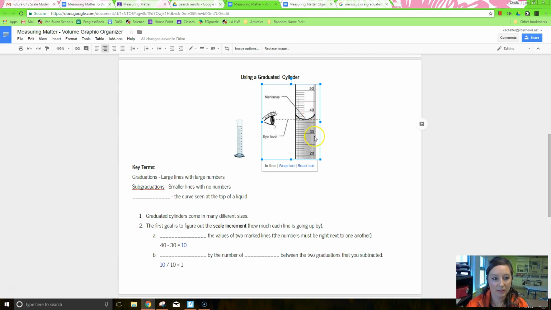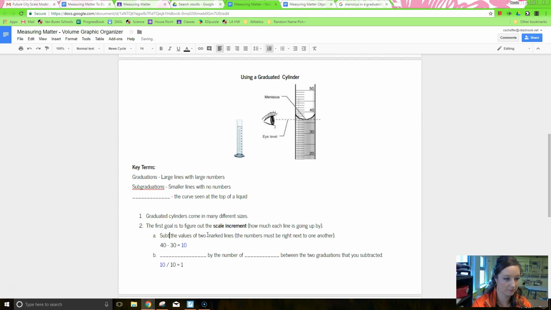These are 2 marked lines, and the other rule is that the numbers have to be right next to one another. So I could choose 40 and 30, or I could choose 40 and 50. We're going to use 40 and 30 for this example. So we're going to subtract these 2 numbers. So subtract the values of the 2 marked lines. So we have 40 minus 30 equals 10.